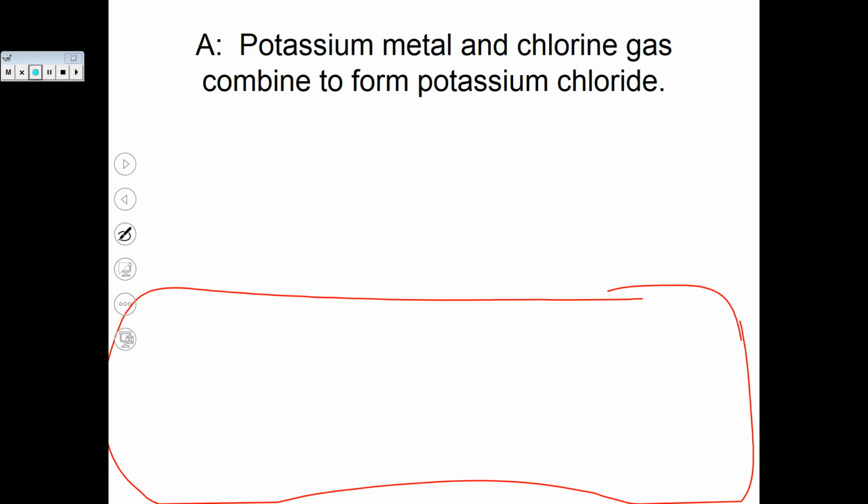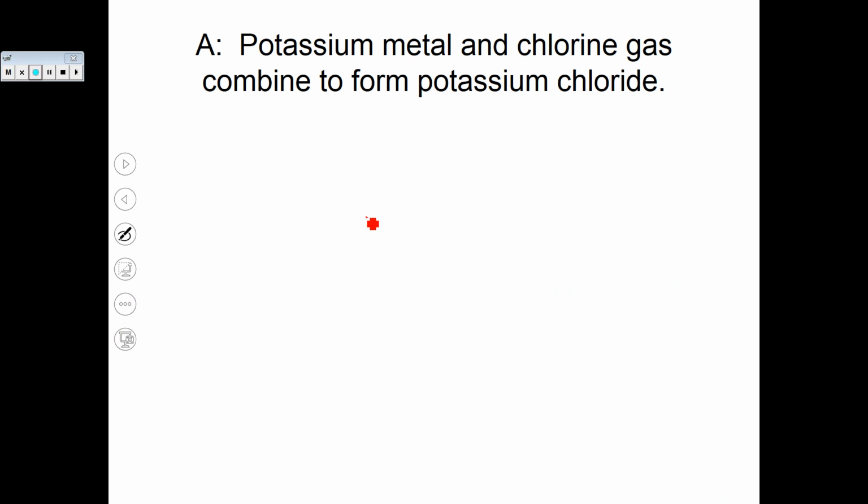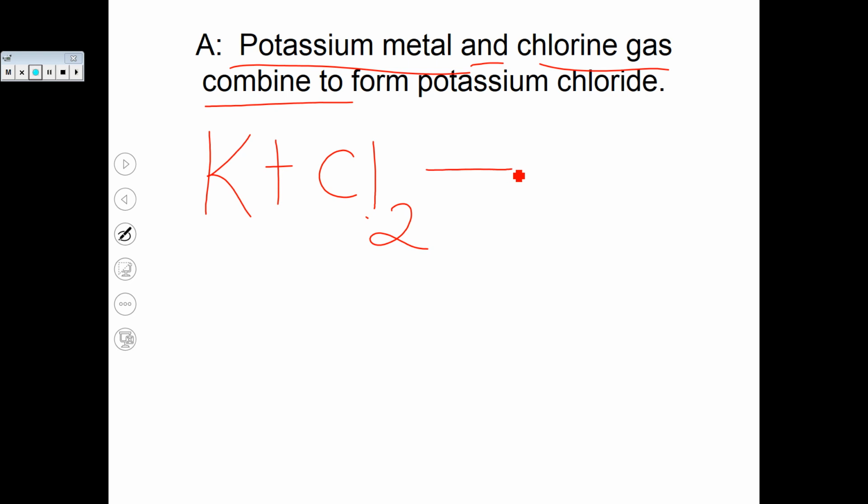Let's go ahead and do this one. This one is pretty easy. All right, so we have potassium metal. Potassium metal is not bonded with anything, so it is just a K. It is not diatomic, so you're not going to put a 2 down there. It says, and chlorine gas. So we have chlorine. Chlorine is diatomic though, so you have to memorize what those diatomic gases are. It combines to form potassium chloride. So if you do a little side work, potassium chloride looks like this, KCl.